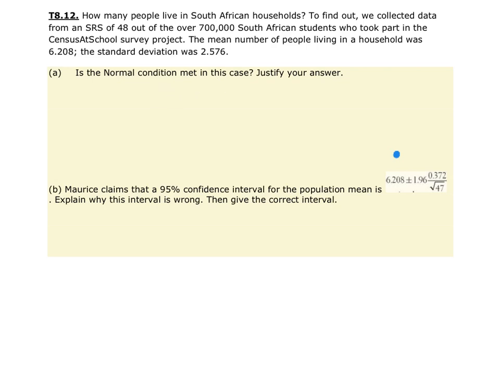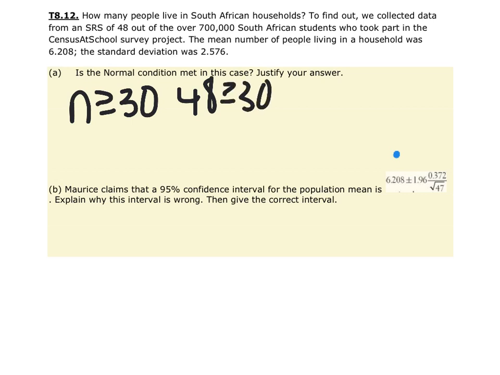So we are talking about the means in here because this is quantitative data. So the normal condition for this is if we use a central limit theorem, n has to be greater than or equal to 30. So if we use that, yes, we are actually okay because 48 is greater than or equal to 30. So we could respond, yes, this by central limit theorem, we are fine. Okay, Part B. Maurice claims that 95% confidence interval for the population mean is this right here. Explain why this interval is wrong, then give the correct interval.